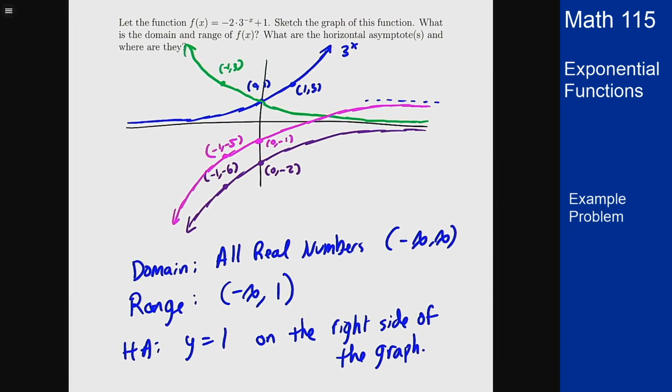So let's say you can take a function like this, sketch out the graph of it, and then figure out what the domain and range are as well as where the asymptotes are for this function, which is the f of x here in pink that we got to at the end of this problem.